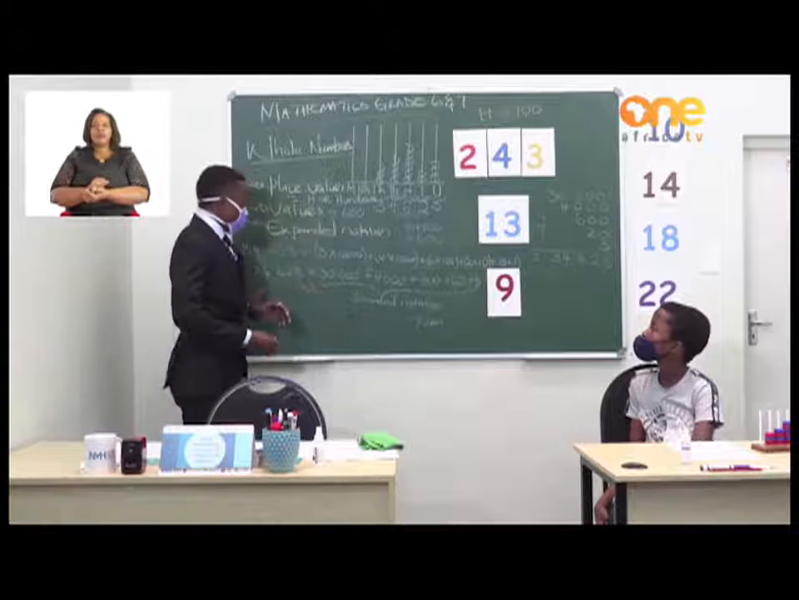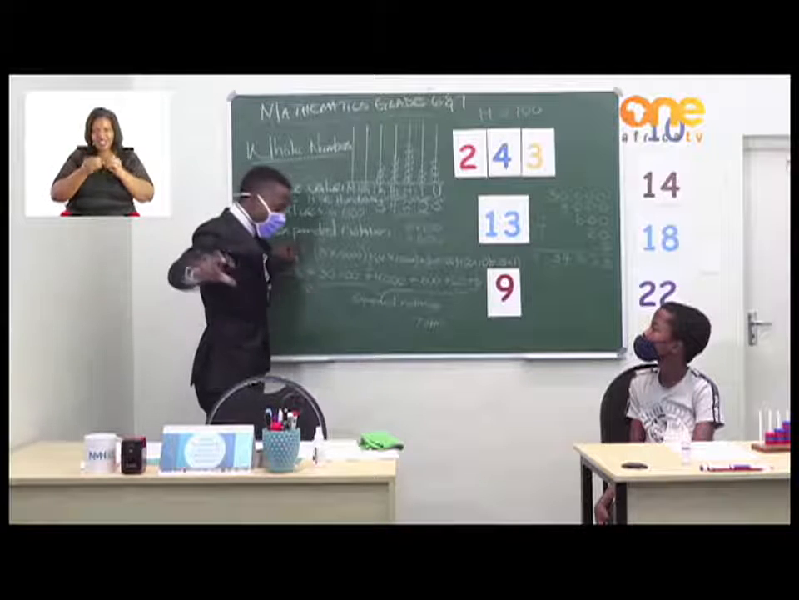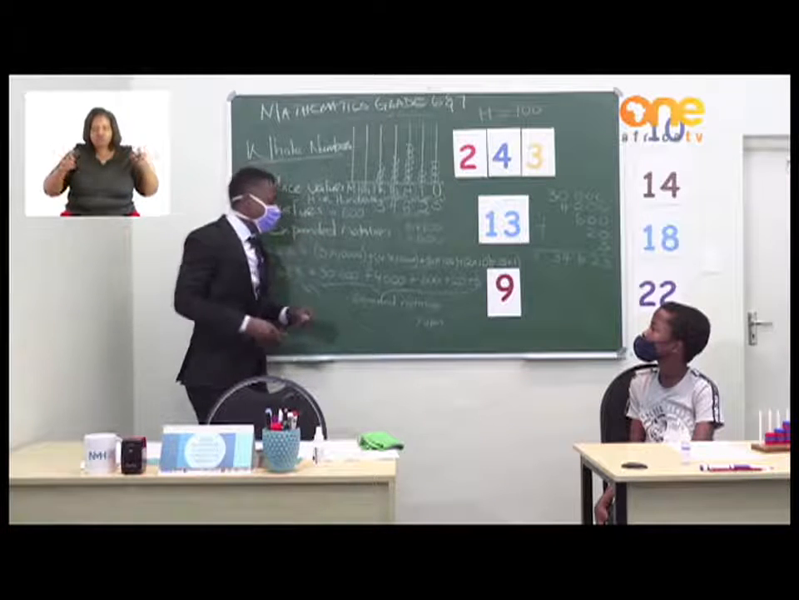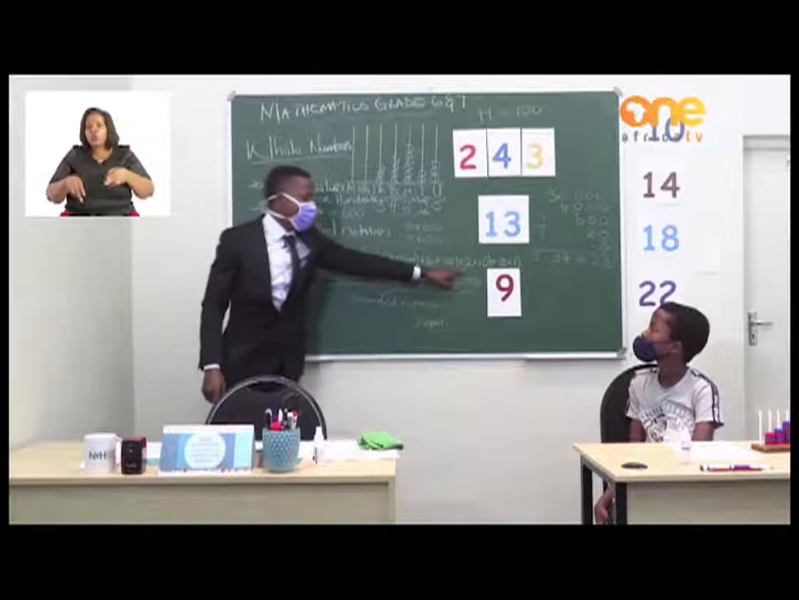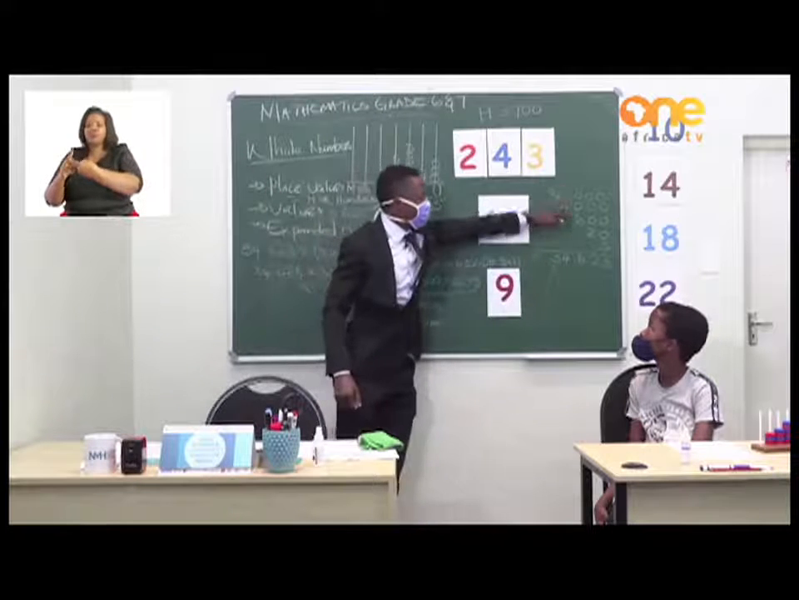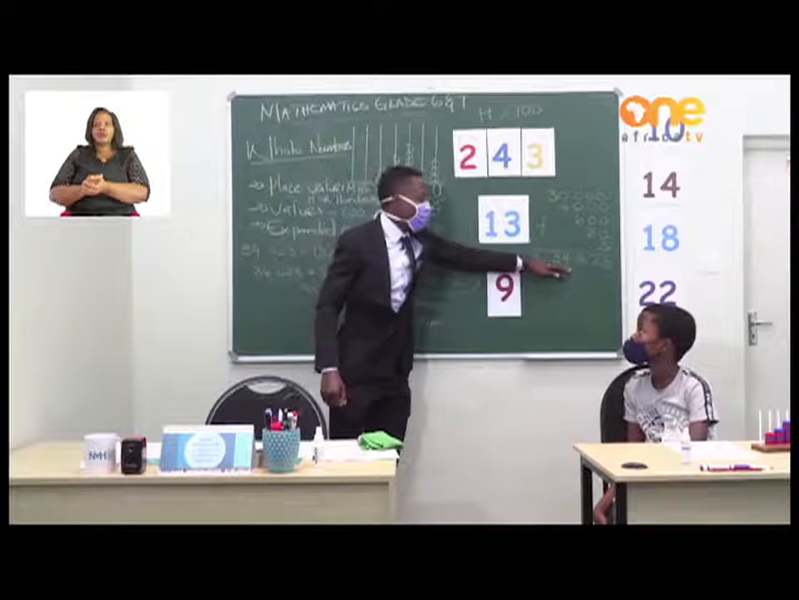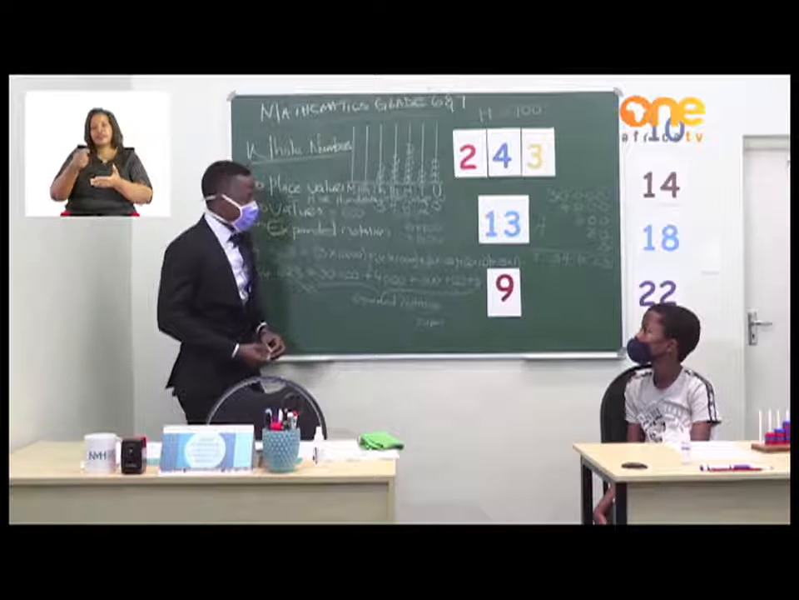Expanded notation, you take a number, and then you make it large in such a way that we have addition in the middle. Addition in the middle. That will also prove to you that you can still come back to the same number.